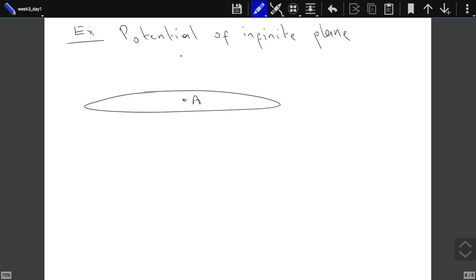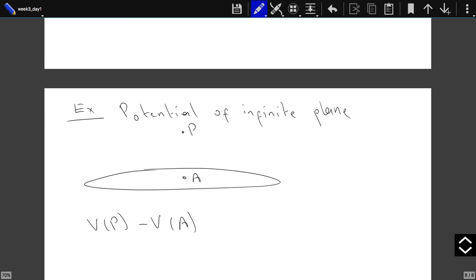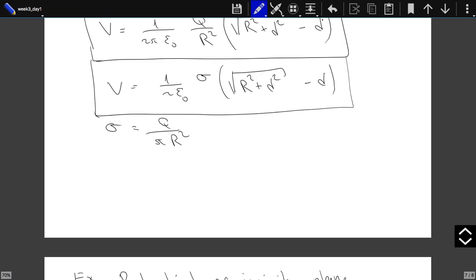So let's say this is the point A, this is our point P. Instead of choosing the point at infinity to be 0, let's choose the potential at the point A to be 0. Then the potential difference, Vp minus Va, is independent of our reference point. So we can calculate this potential difference using our previous expression. So this was our previous result.